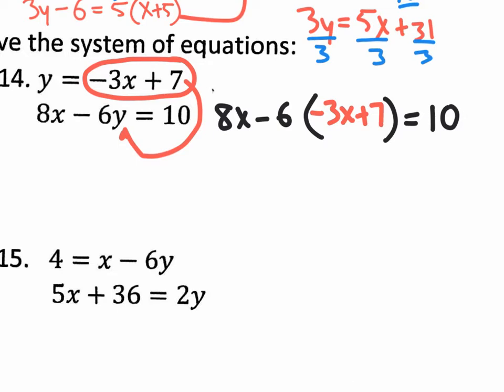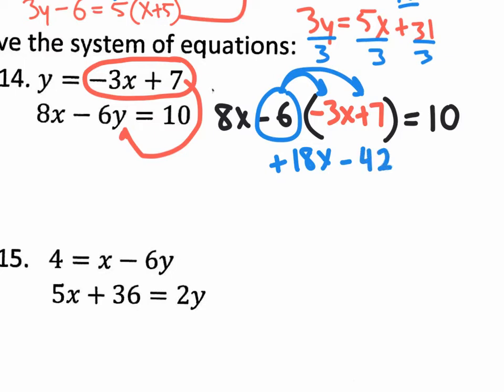Now, of course, we could distribute. We're going to distribute the minus 6 times negative 3x. That becomes positive 18x. And positive 6 times 7, that's negative 42. Of course, we're going to bring down everything else: the 8x right here, and bring down the 10, the equals 10.